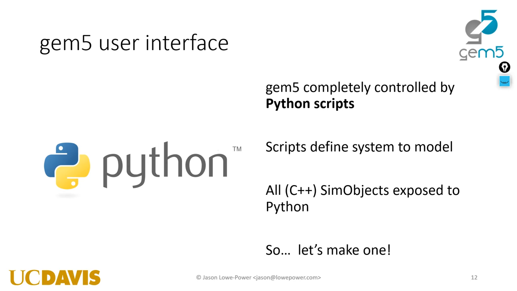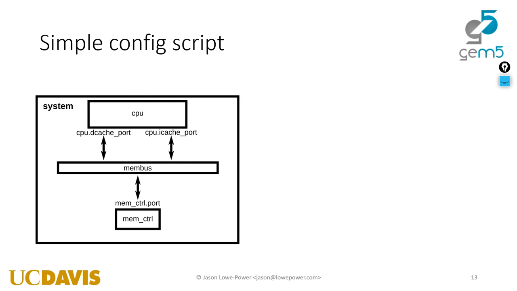So let's make a configuration file. We're going to first create a really simple system that has a CPU, it has a memory bus, and it has a memory. So basically the simplest computer system you can imagine, or at least the simplest one you can build in gem5.